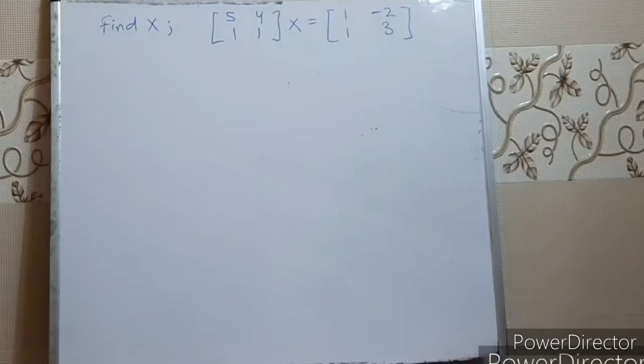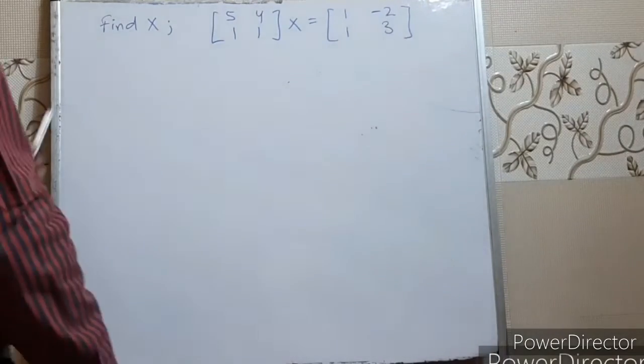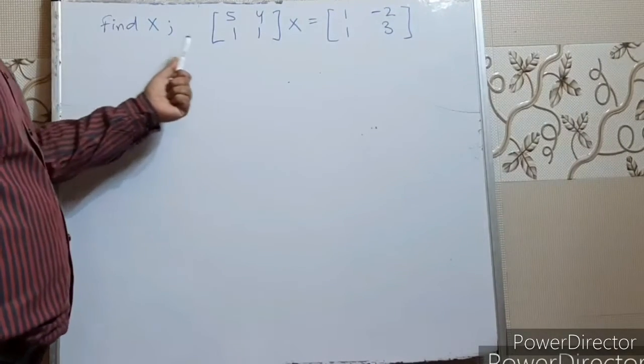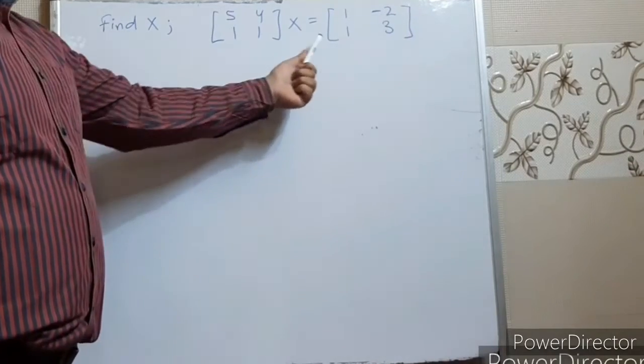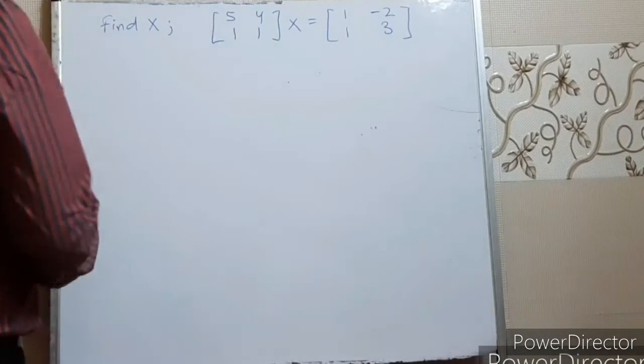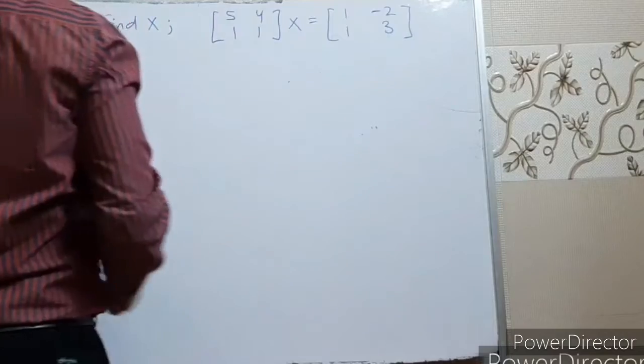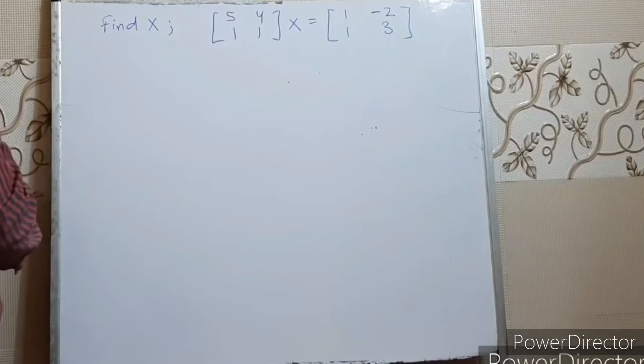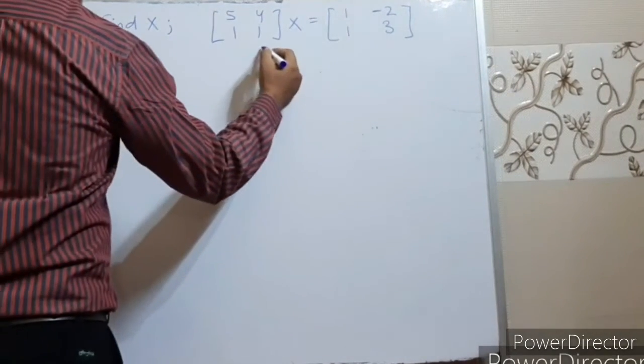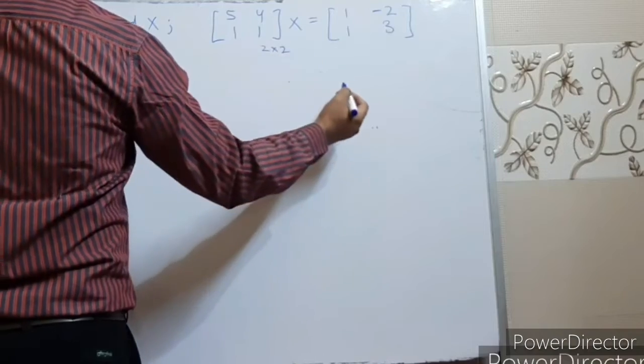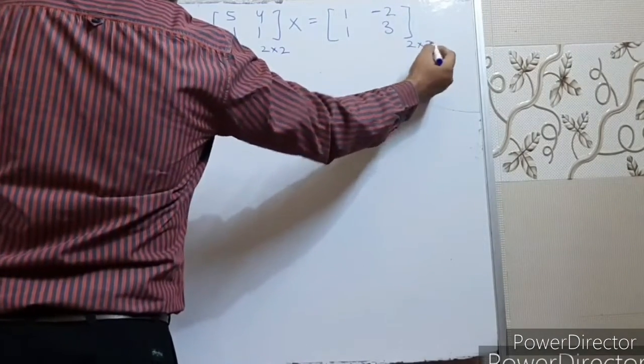Okay children, let's see one sum on multiplication of matrix. Here you have to find the value of matrix X such that this matrix into X equals the product matrix [1, -2; 1, 3]. Now you can see, what is the order of this matrix? 2 by 2 order, and the order of the product matrix will also be 2 by 2.